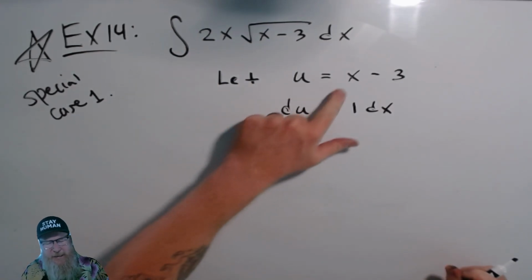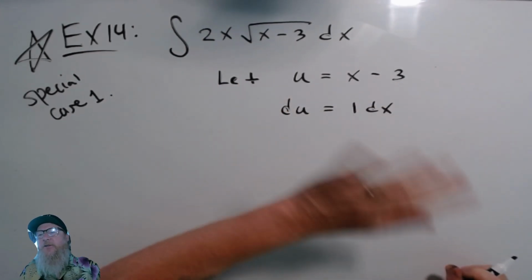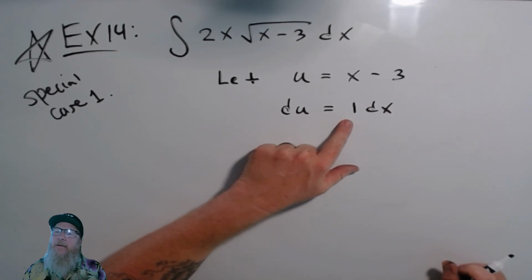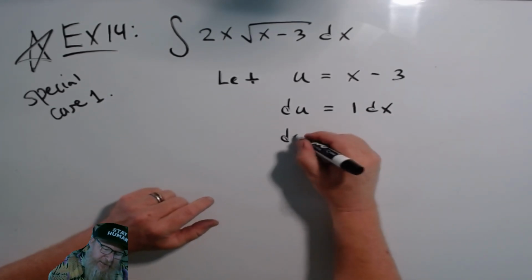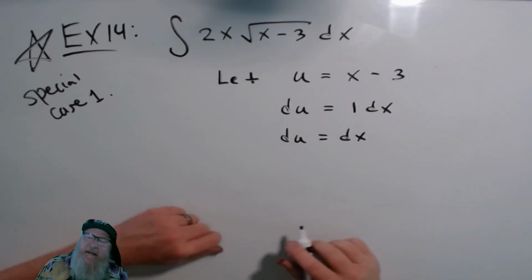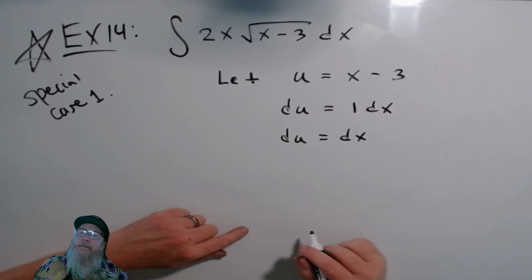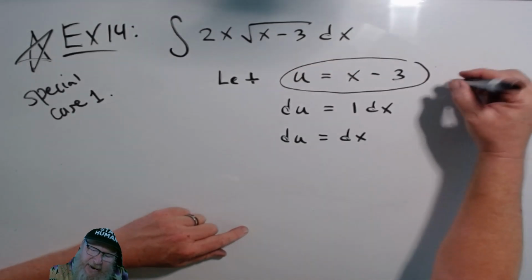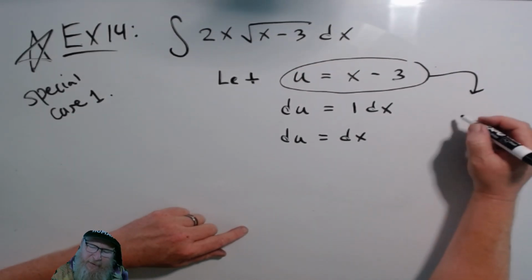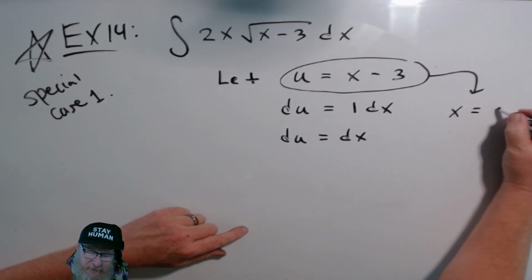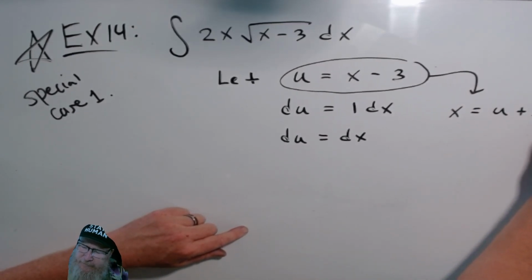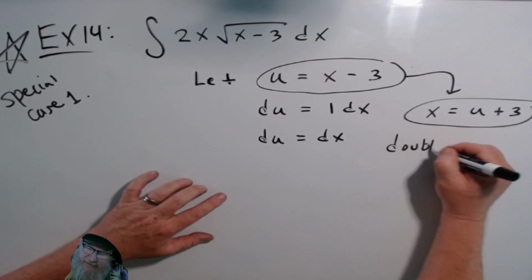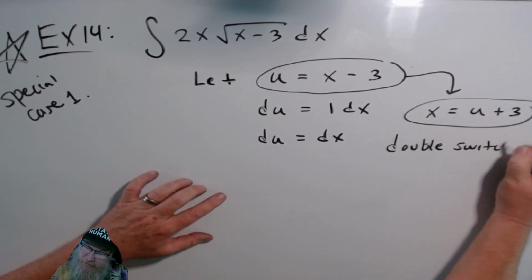So when u is x minus 3, the derivative of x minus 3 is just 1. Which really just means that du is the same as dx. It also means, because they have the same power, that x is u plus 3. So we sometimes call this a double switch.